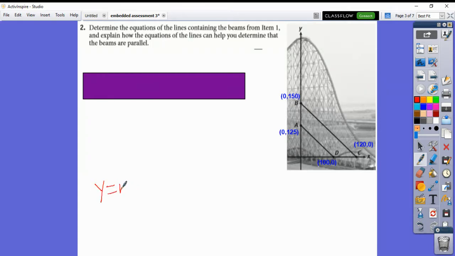In y equals mx plus b form, we've got everything that we need as long as we remember that m is the slope and b is the y-intercept. All right, so we've already got both of the slopes. We saw in number 1, part A, that the slope for both of these lines is -5/4. That's why we were able to say we've proved that they're parallel to each other.